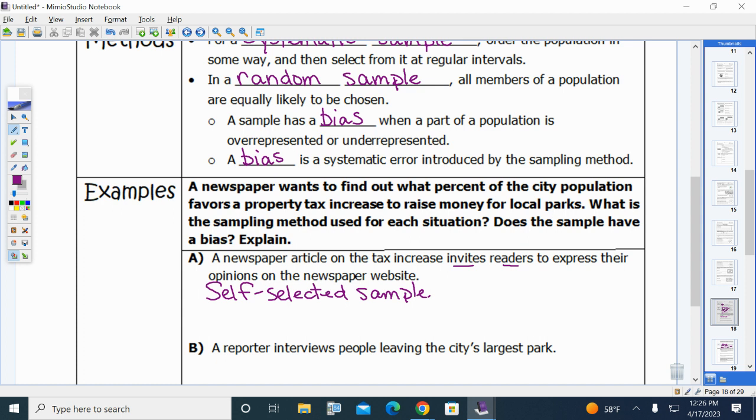In this situation, remember that bias means that one group is overrepresented while another group is underrepresented. So for a newspaper article asking readers to express their opinion on the newspaper website, in my opinion, would definitely introduce some bias here. Because number one, only the people that are reading the newspaper are going to respond to the survey. So you are representing only those that are reading the newspaper, and you are underrepresenting those that don't read the newspaper.